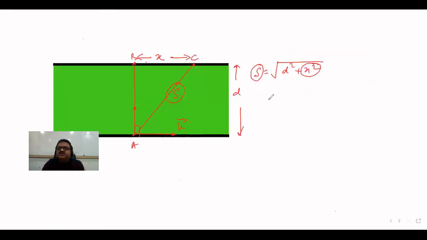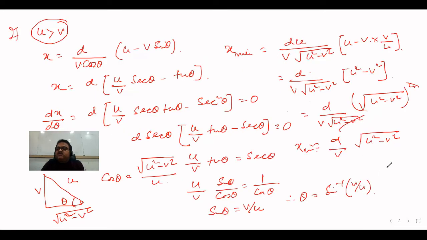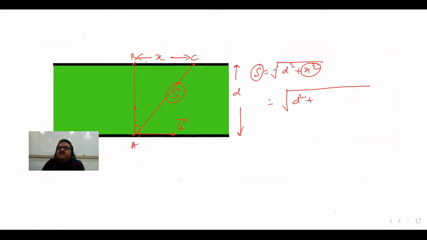Okay. So x equal to therefore root over of d square. And what is the value of x minimum? X minimum is equal to d by v root over of u square minus v square. D by v means d square by v square, u square minus v square.